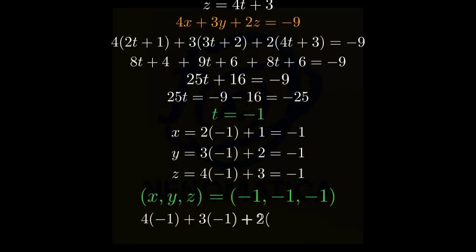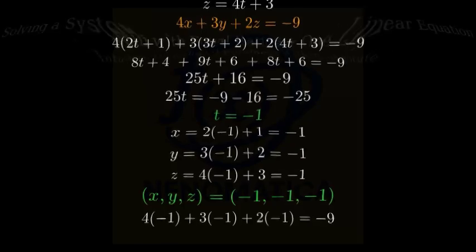As a quick check, substitute the triple -1 into the linear equation. 4 times -1 plus 3 times -1 plus 2 times -1 equals -9.